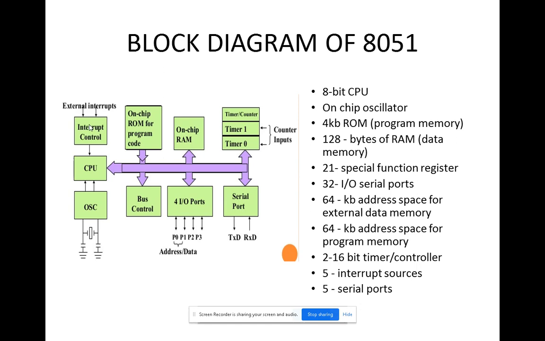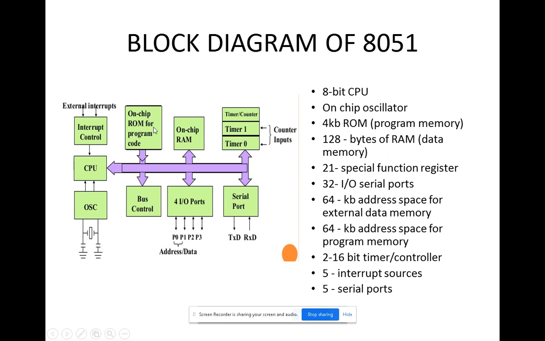And then the interrupt controller. Here 5 interrupt sources will be available, including 2 external interrupts. An interrupt will interrupt the process of your CPU to stop the current program and to execute the interrupted program. For this purpose we will be using the interrupt. And then bus control. What is bus control? It will control the data lines, address lines and control lines of your system. The entire transferring and receiving process will be controlled by your bus control.